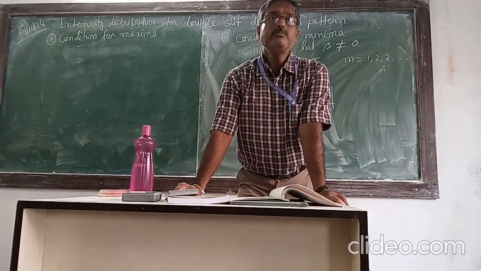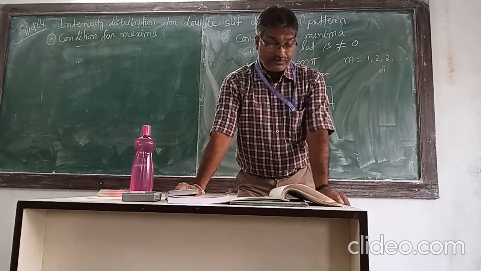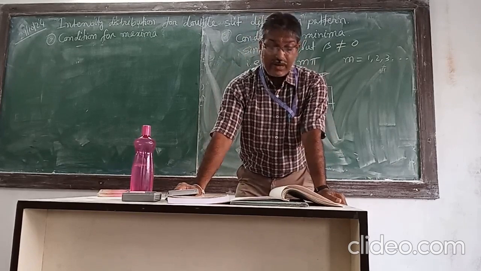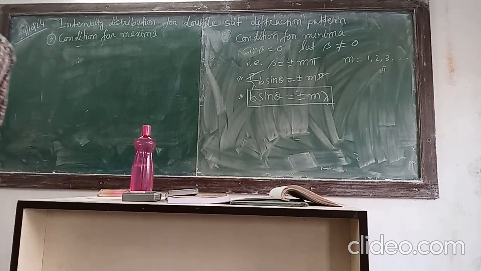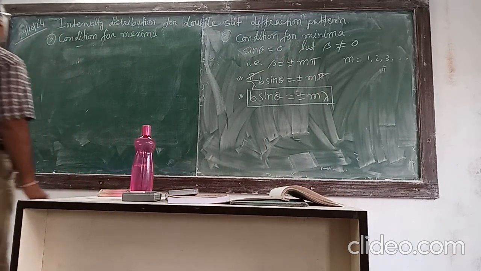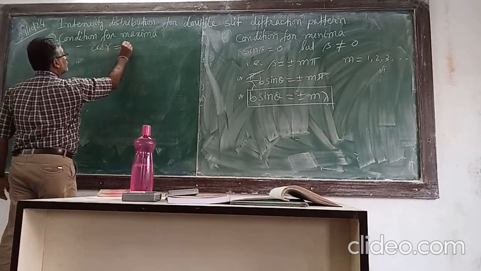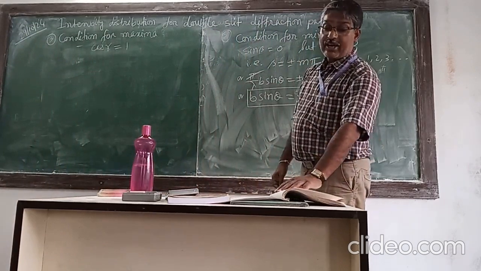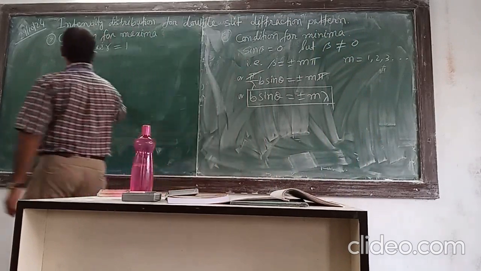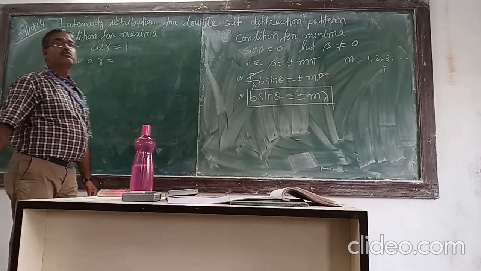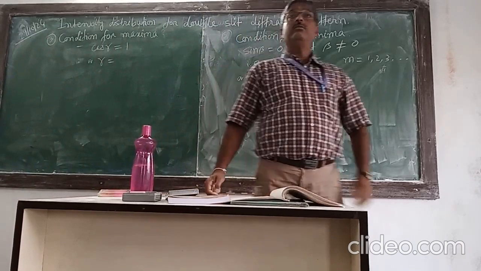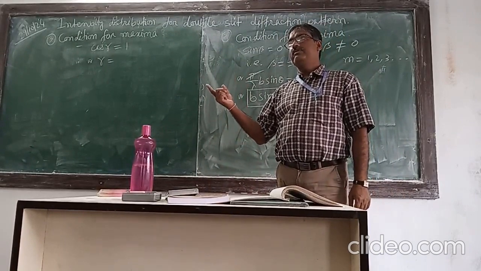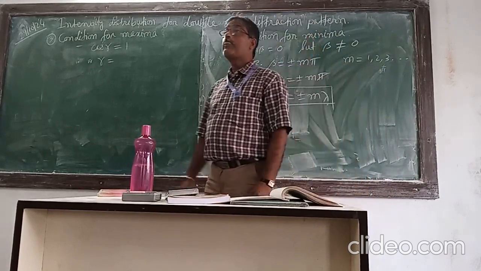Look, the interference maxima occurs when cos gamma equals 1, or gamma equals what? 0, then 180, 360, like that. That means n pi.